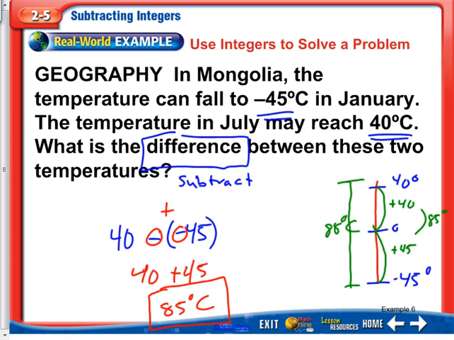Okay, so that's why it works out for us when we subtract it. You have to put your bigger number first. So 40 is greater than negative 45, so do 40 minus negative 45. If you do it the other way, you're going to get a negative number, which we don't want when we're talking about difference on a number line. Okay? All right, that's our last example for today's lesson 2-5.